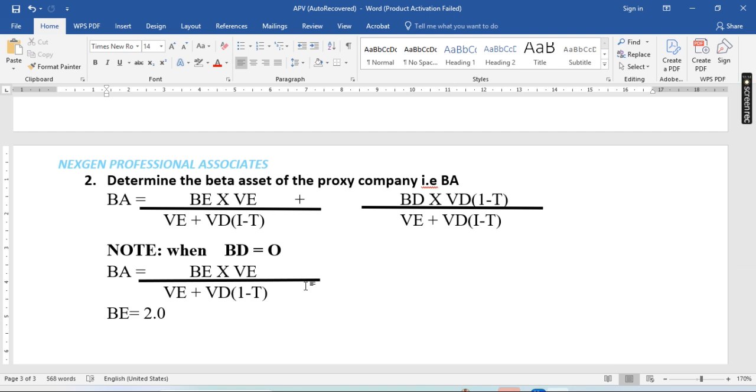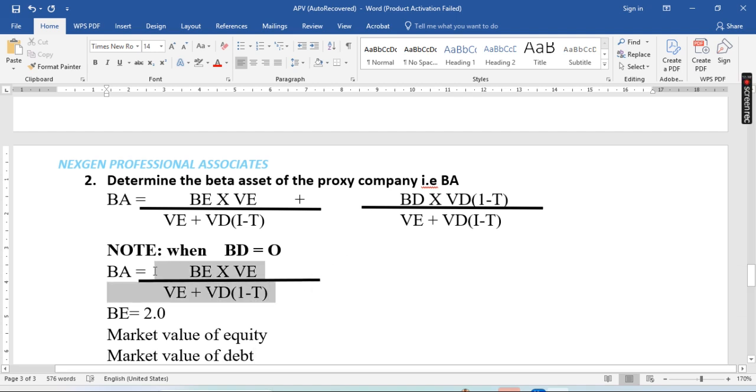Assumption is allowed. Now, VE is the market value of equity. VD is the market value of debt. Don't forget that this is what we're using. We'll strike the other one part out. BD is equal to 0. Now, how do we get this?